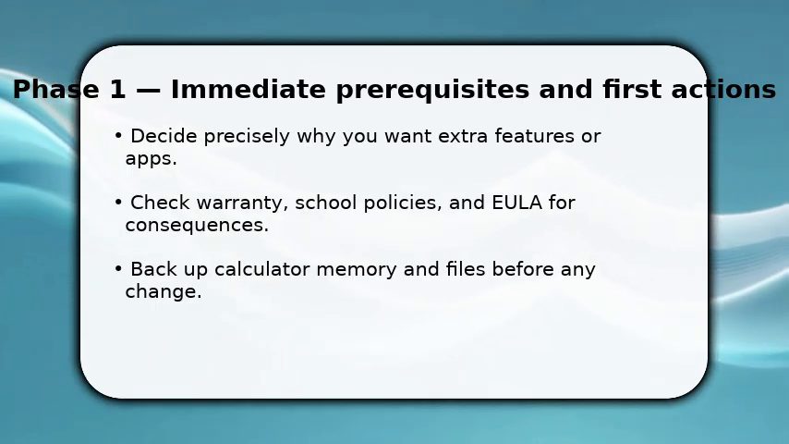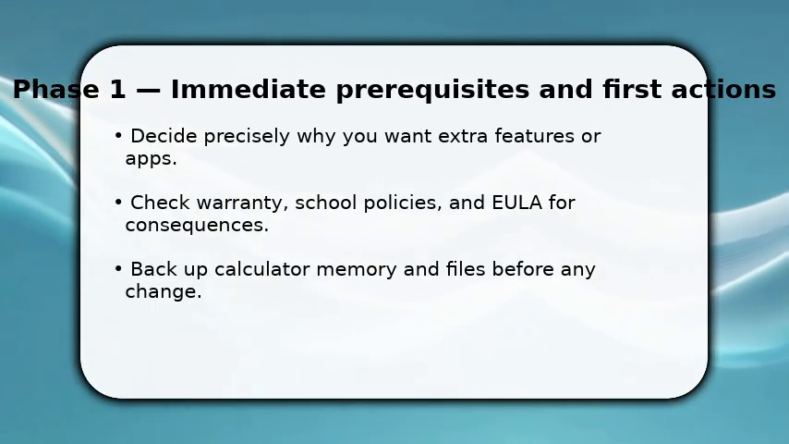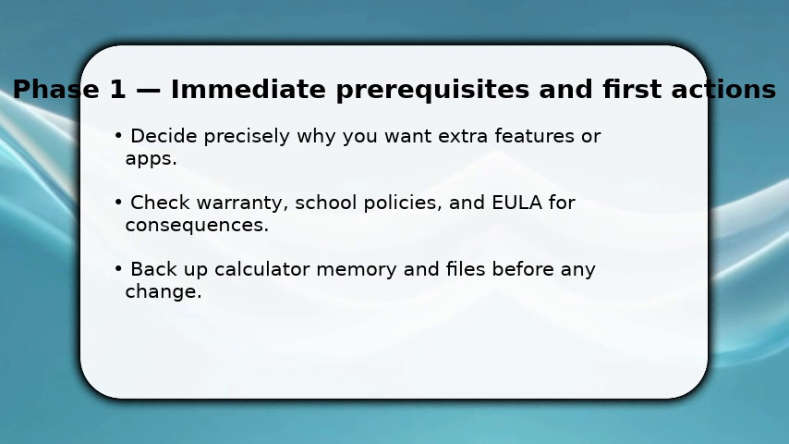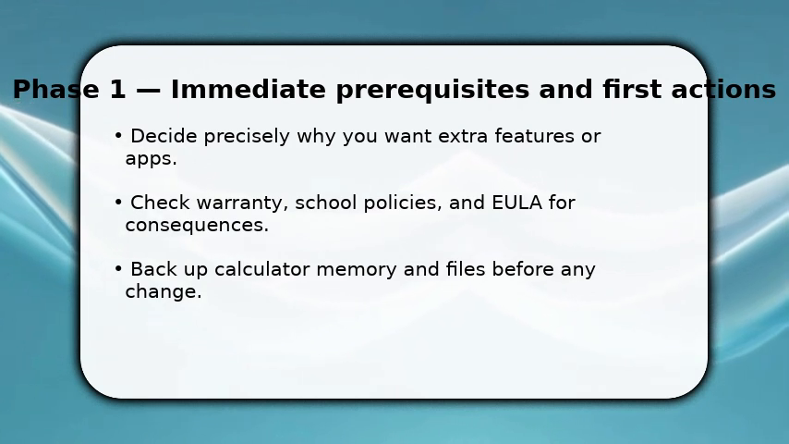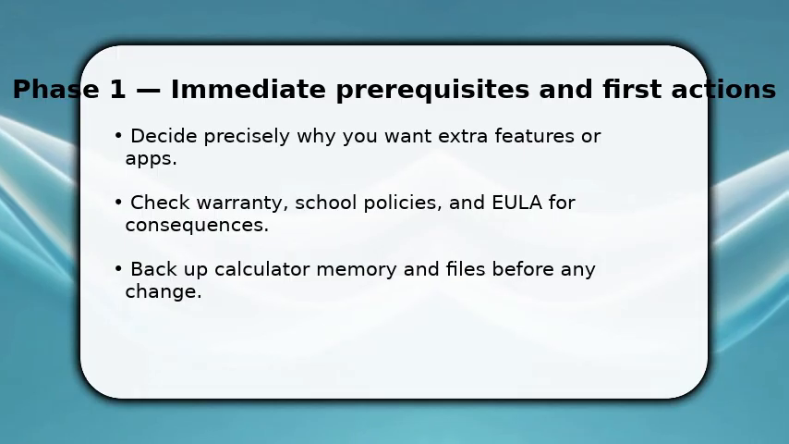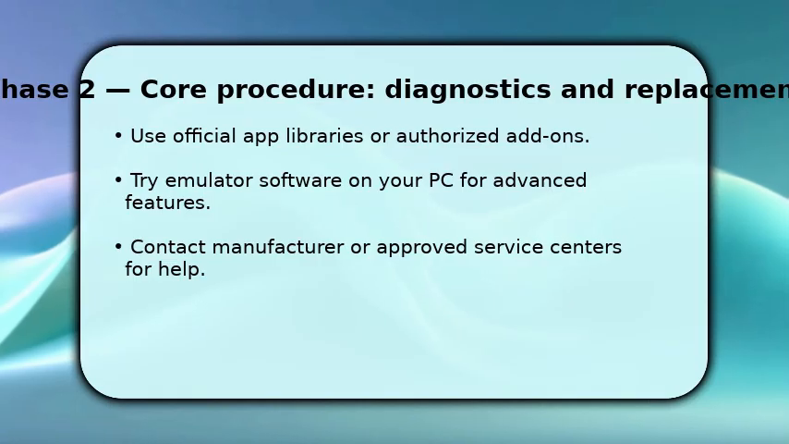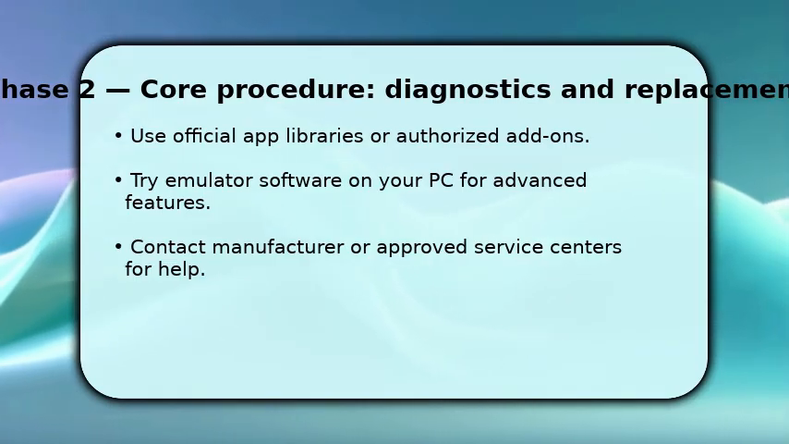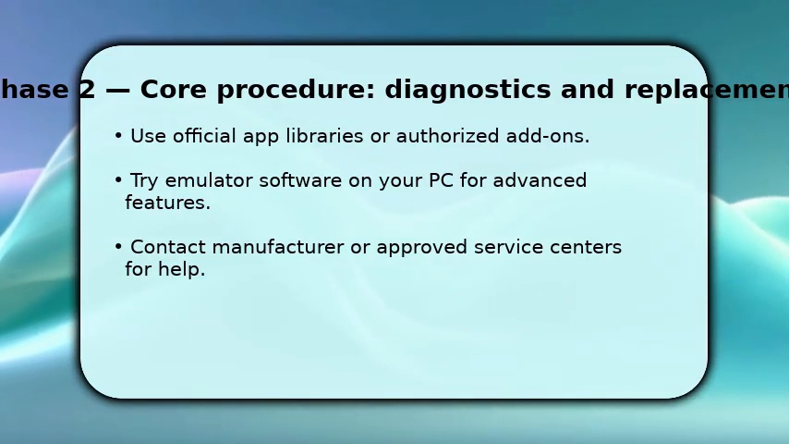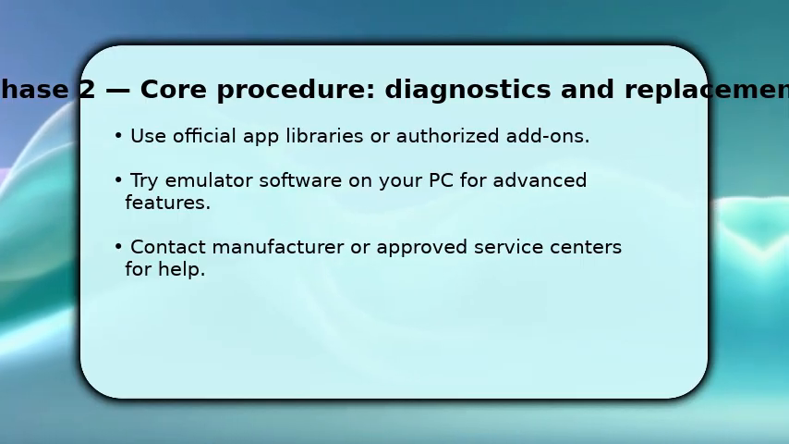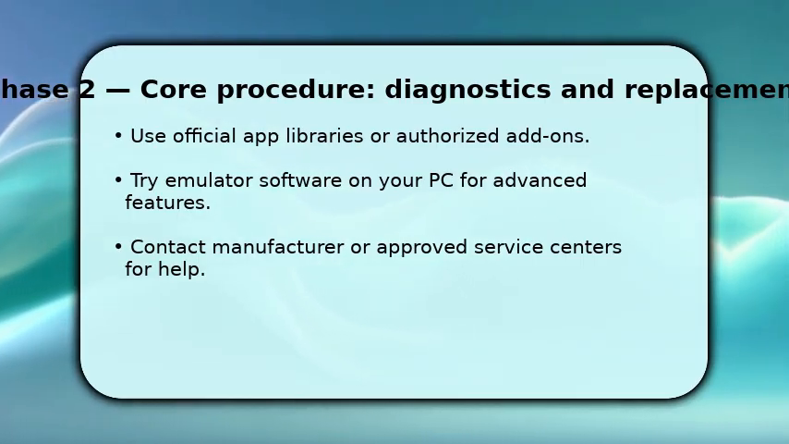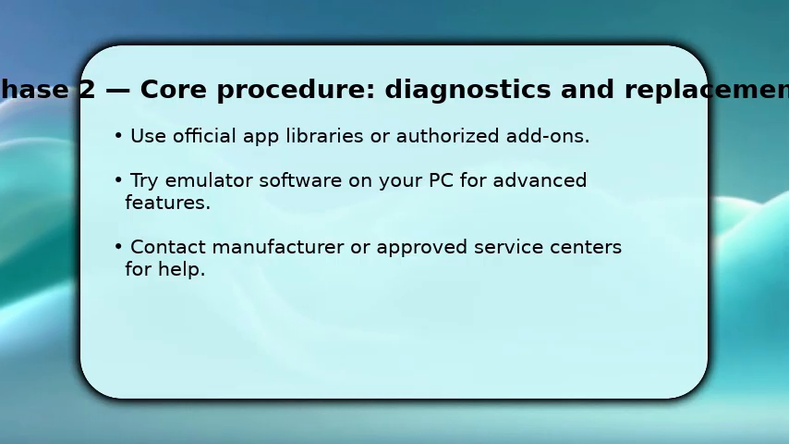Once done, consider alternatives like official app stores, emulators, or manufacturer support instead of risky modifications. You should move on to practical, non-invasive options. Search official app libraries or authorized third-party apps that meet your needs, since they preserve warranty and stability. If you need advanced computation or debugging, an emulator on your computer often replicates features without touching the device.